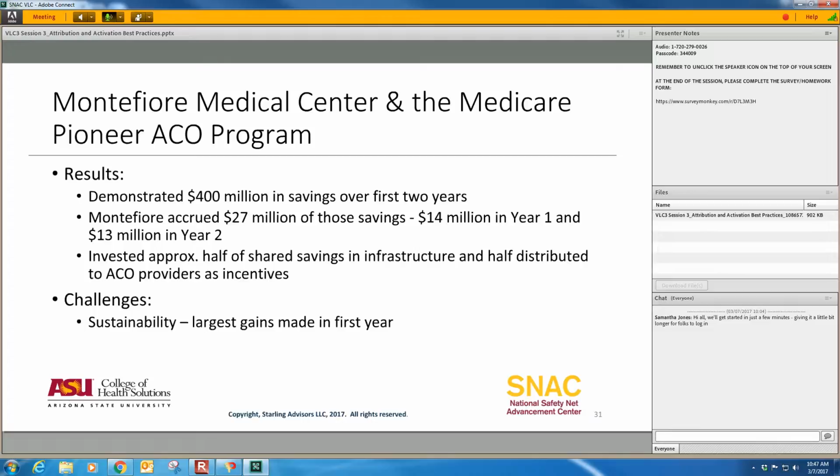Their results: they saw $400 million in savings in the first 2 years, and they accrued those savings across year 1 and year 2, and then they were able to use part of that to continue to invest in their infrastructure, and part of that to pay out to their participating providers.